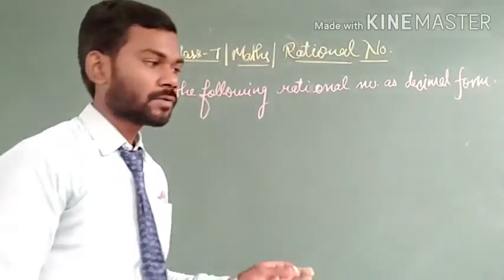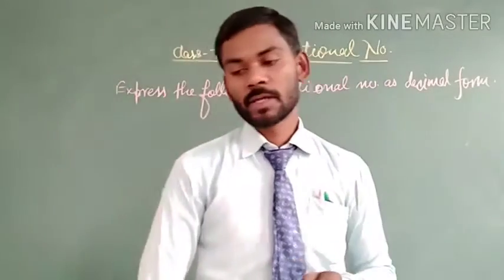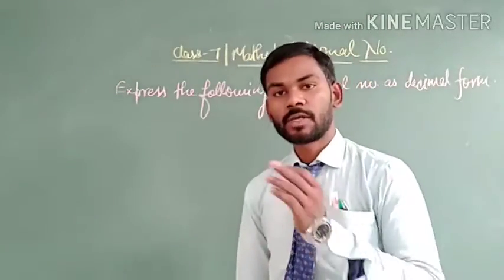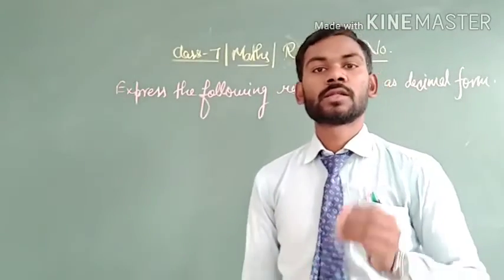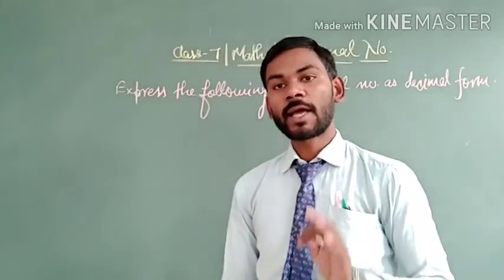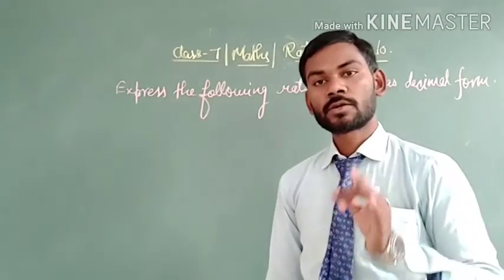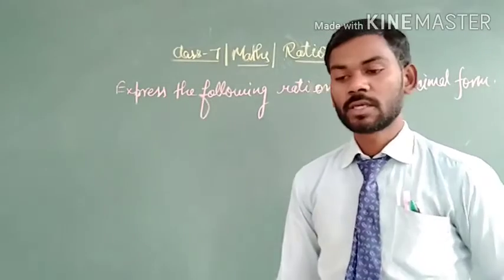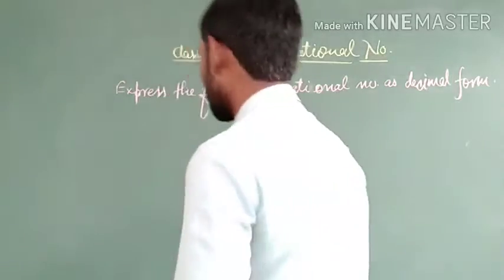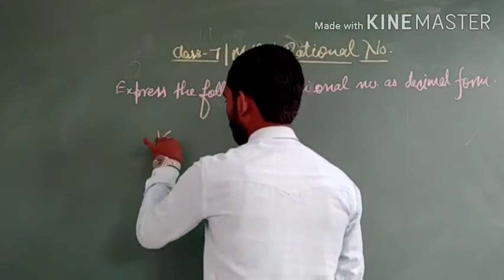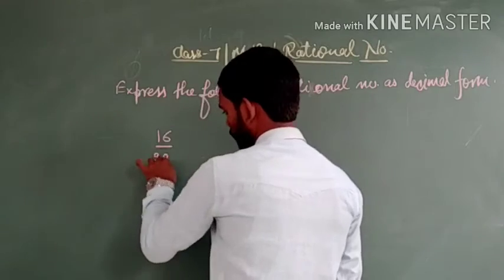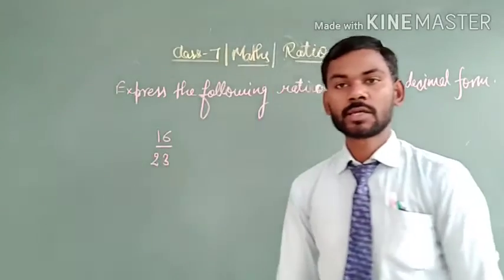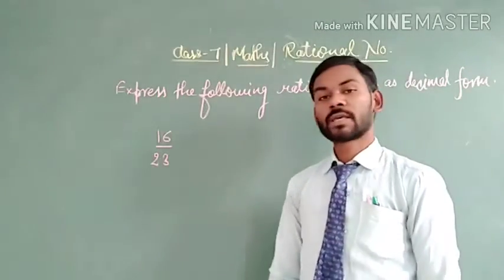You already know how to convert, but there is a difference. The questions in this section are of the type in which we get the decimal number only as non-terminating decimal number. So let us see what are the questions. The first is 16 upon 23.